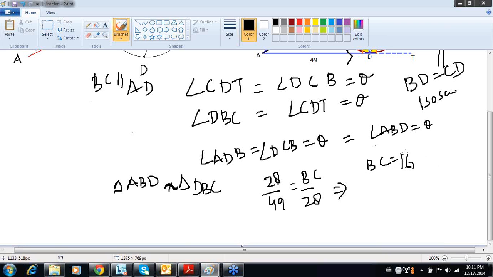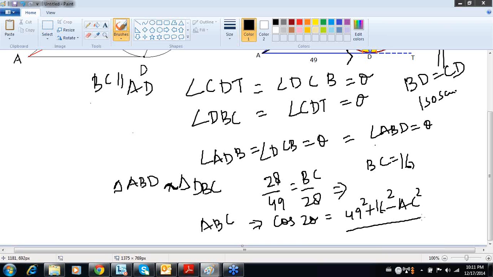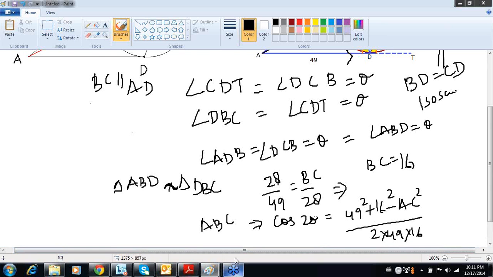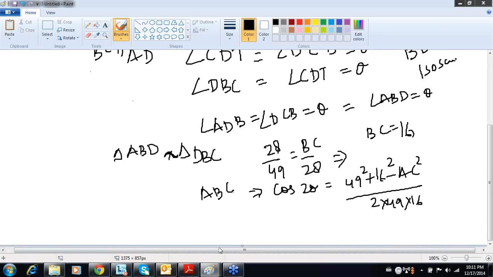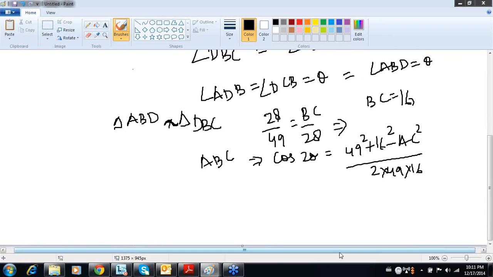Now in triangle ABC, apply cos theorem. If you apply cos theorem, cos 2 theta will be equal to 49 square plus 16 square minus AC square upon 2 into 49 into 16. And in triangle ABD, similarly, again apply it.